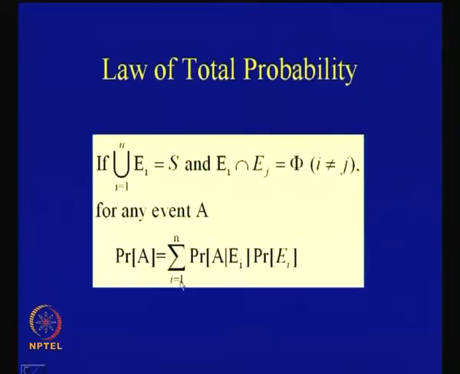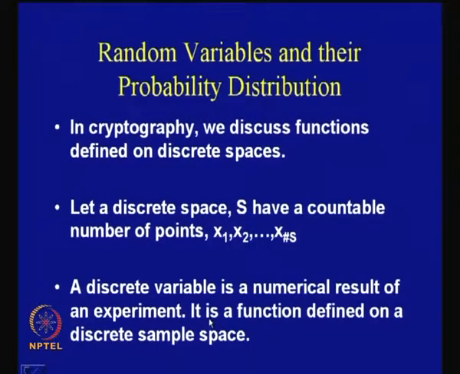Okay, so the i runs from 1 to n. This is also a very handy rule for doing our computations. Then we know that when we are talking about cryptography, we are essentially not talking about a continuous probability space. We are actually talking about a discrete space.